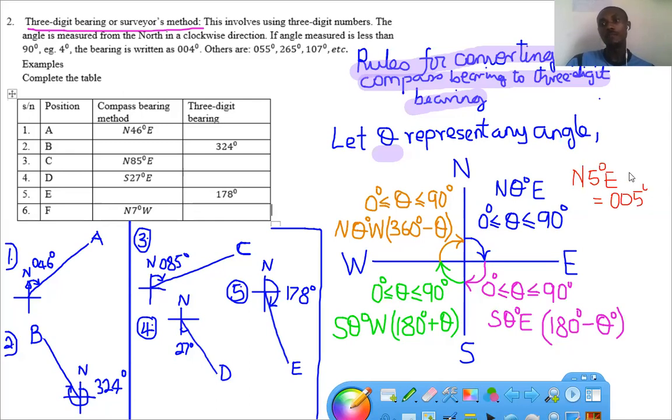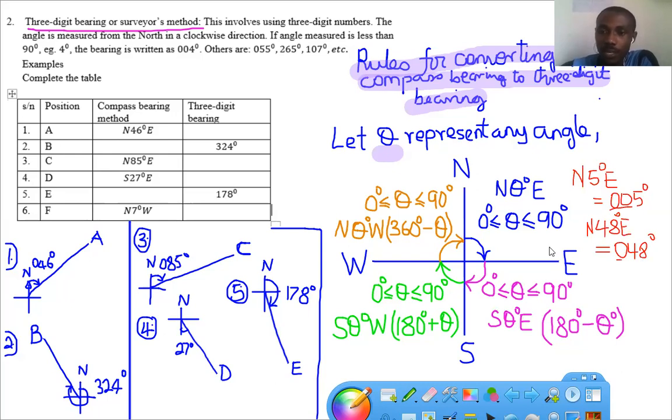Again, if the bearing is, let's say, north 48 degrees east, the equivalent of north 48 degrees east in three-digit bearing is nothing but 048 degrees. Very, very simple. Isn't it simple? Of course it is. So if any points lie between the northeast region, all you need to do is add two zeros if it's a single digit angle, or a single zero if it's a two-digit angle.